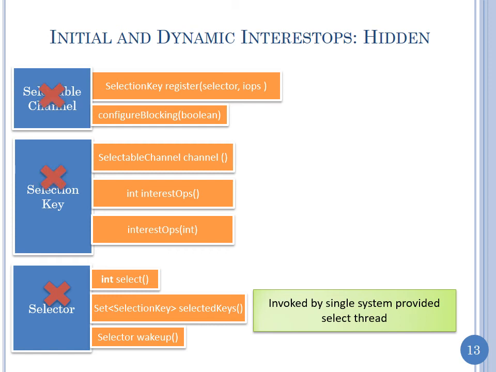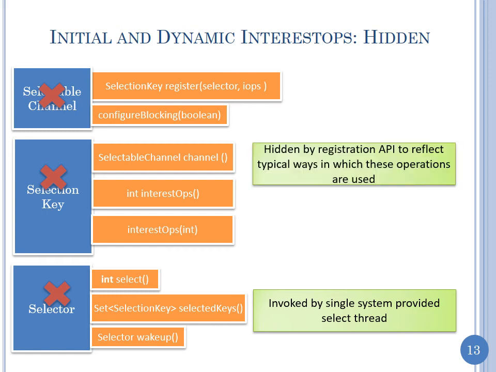And since we have callbacks, we don't need to deal with these operations directly. It's possible to have a higher level abstraction, and this abstraction can reflect the typical ways in which these abstractions are used. So that's the overview of the structure of the solution.